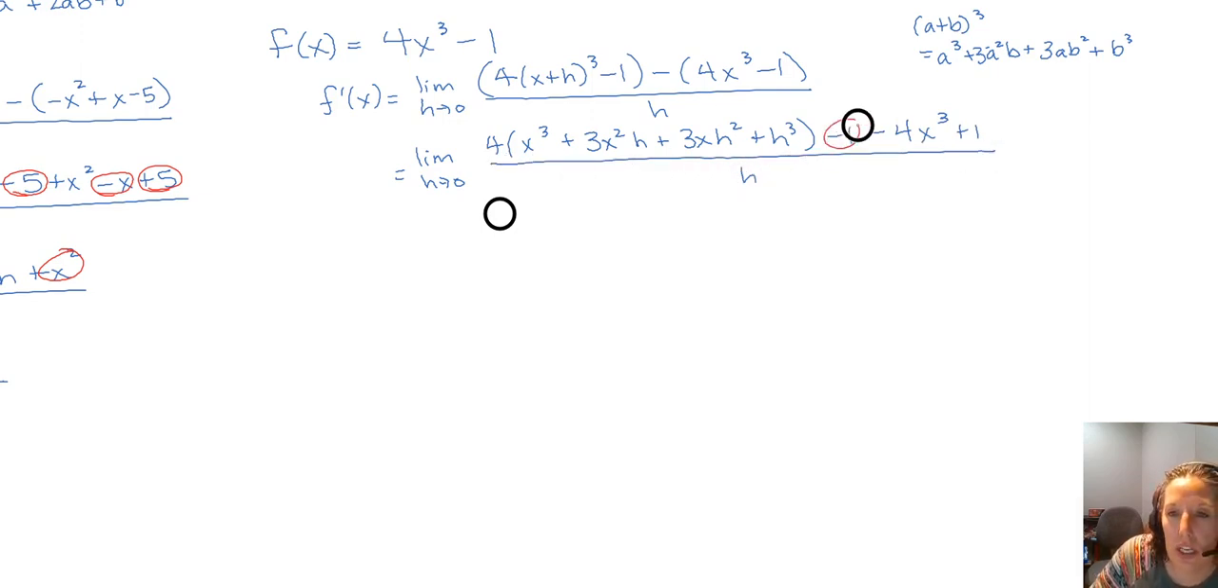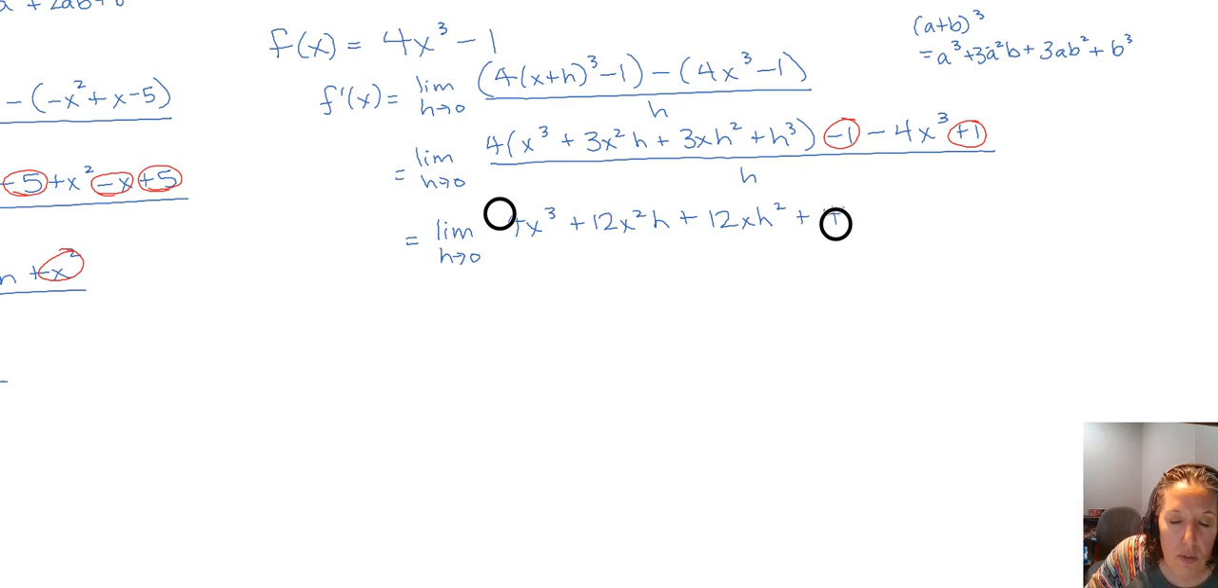We do see that we can combine like terms. We've got a minus 1 and a plus 1 in the numerator. So when we combine like terms, those are going to go away. Distribute that 4, and we get 4x cubed plus 12x squared h plus 12x h squared plus 4h cubed, and then we still have that minus 4x cubed from the previous step. All of that is over h.